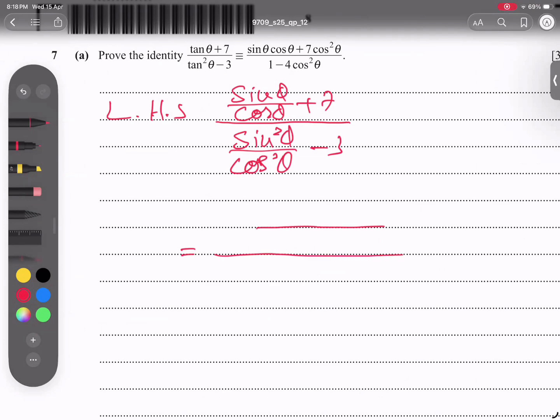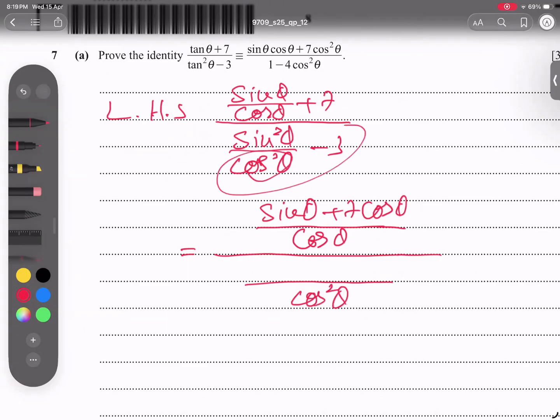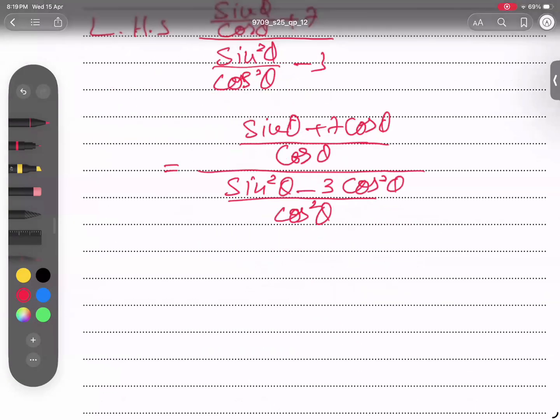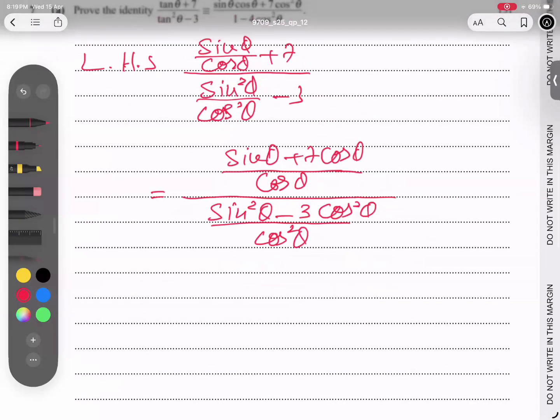Upper part LCM will be only a single cos. Only single cos, so the single cos matches, so sine is copied, and this cos multiplied with 7, I got 7 cos theta. Done. What about the denominator? I'm taking cos square as LCM. If I take cos square LCM, cos square multiplied with 3, I get sine squared theta minus 3 cos squared theta. Now I will try to cancel these cos squares. This denominator can be cancelled, the power 2 cancels, so I get finally sine theta.